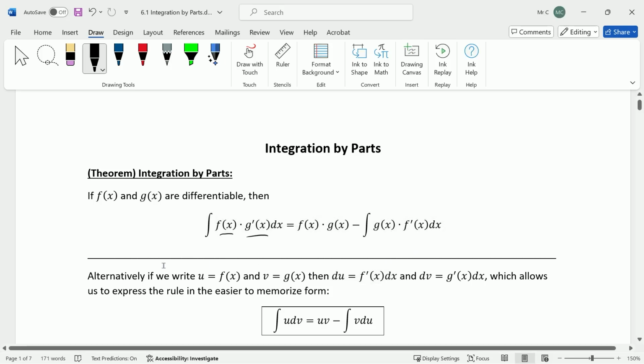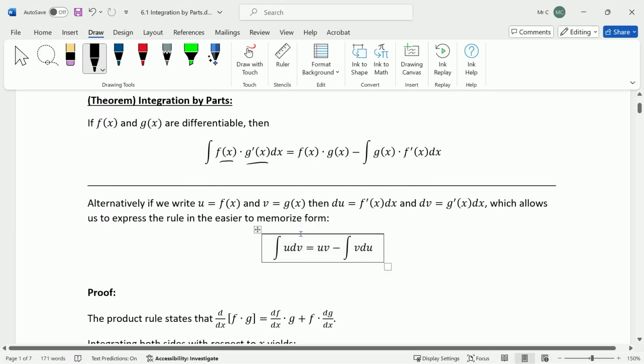So, alternatively, we often write this integration by parts formula as u equals f of x, v equals g of x, and so then du is written, or f prime of x dx is written as du, and g prime of x dx is written as dv. And so that allows us to express the rule in an easier to memorize form. So it's not as detailed, but it is easier to memorize. The integral of u dv equals uv minus the integral of v du.